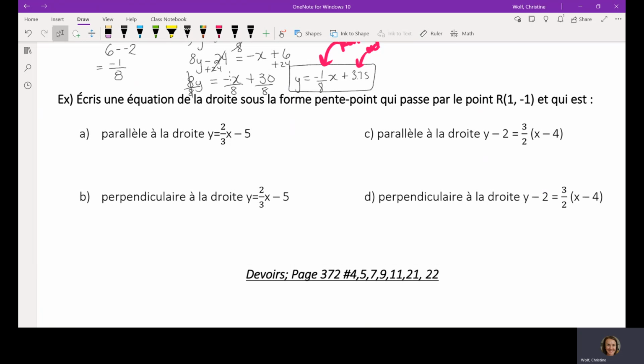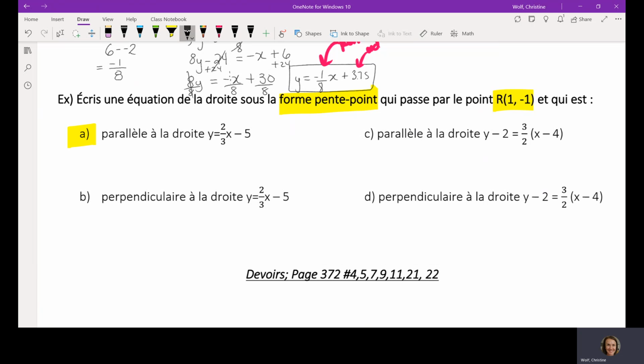Okay, so écrire une équation de la droite sur la forme pente-point qui passe par le point 1, négatif 1. Okay, so je veux encore créer une équation sur la forme pente-point. That's the one with brackets that we've been working with. Et je sais que pour l'équation, ça passe par le point là. So we know what point it's going to pass through, but it doesn't give us the slope. Mais A dit que l'équation que je veux créer, c'est parallèle à l'équation là.